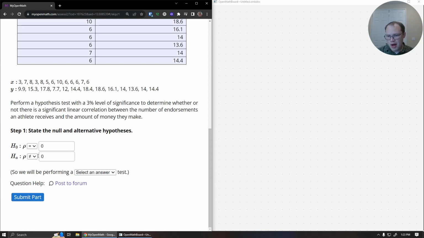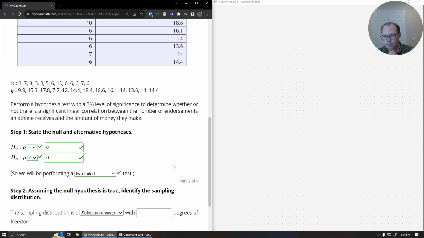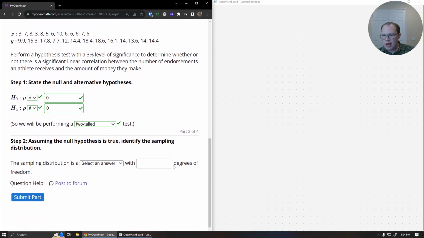Because the alternative hypothesis uses a not equal to symbol, we will be performing a two-tailed test. We want to look in the left tail, we want to look in the right tail. Both sides are away from 0. Both sides are not equal to 0. So we want to look at both sides. We want to do a two-tailed test. Okay. So now that we got step 1 done, we've identified our hypotheses.